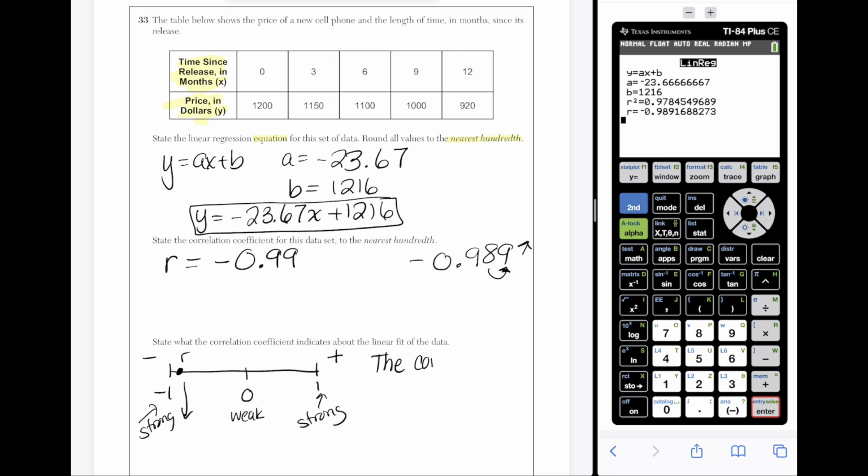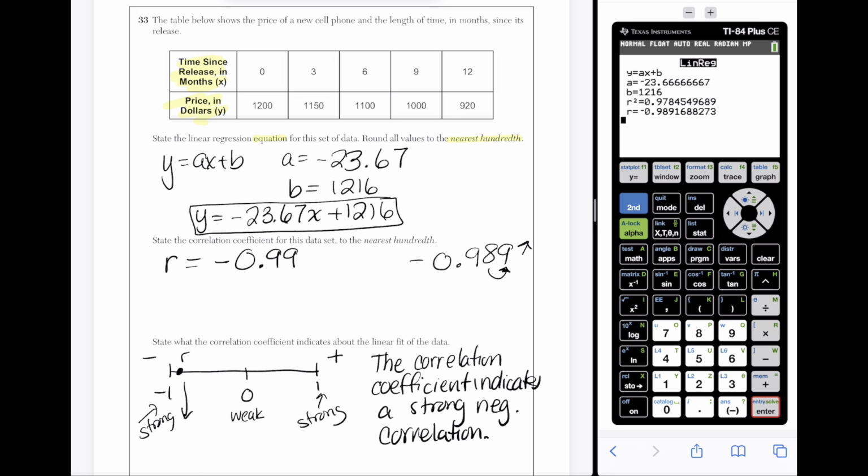The correlation coefficient indicates a strong negative correlation. That's basically it. That's all they're really asking for here. Is it a strong or a weak correlation?